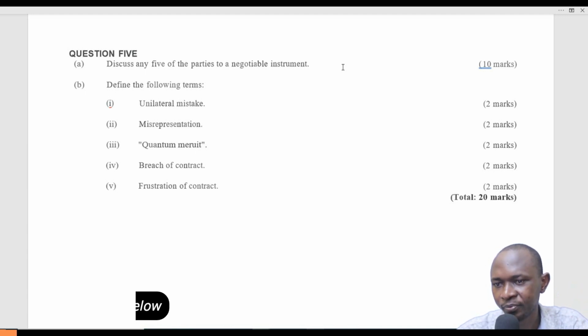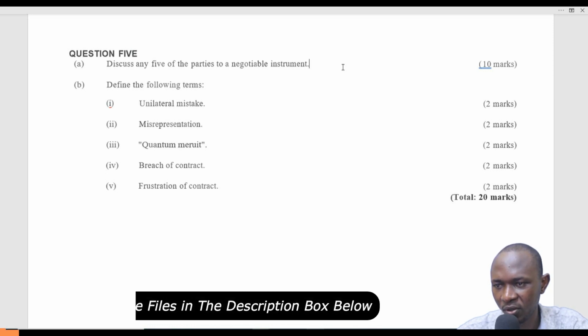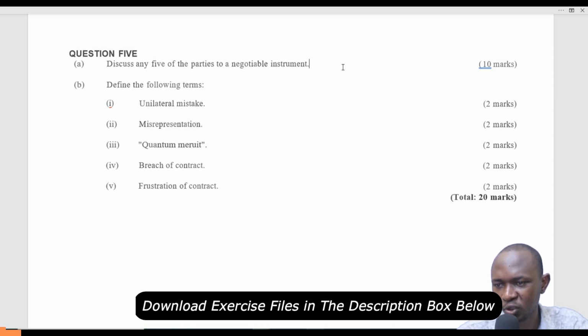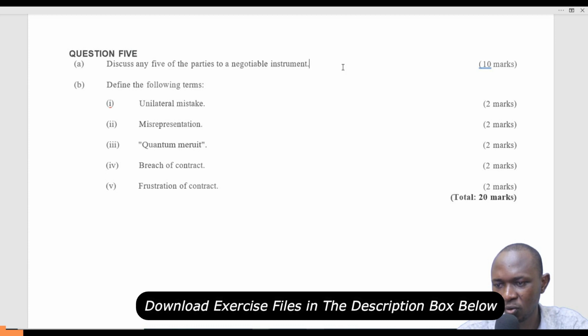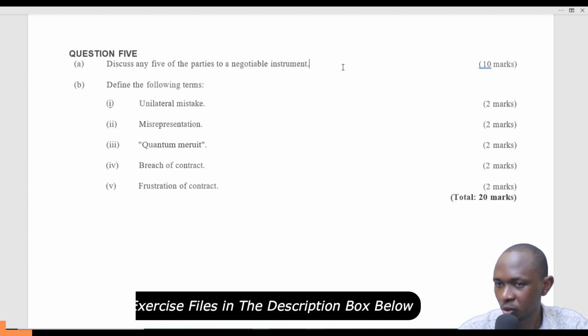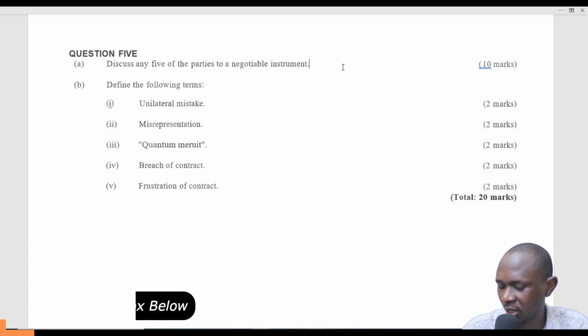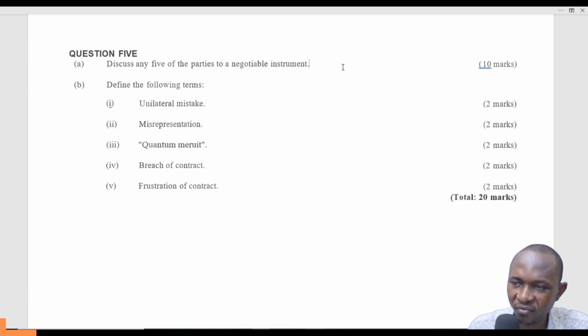who they are. And then define the following terms: unilateral mistake, misrepresentation, quantum meruit, breach of contract, and frustration of contract. All of these have been gotten from the law of contract. So let's try to tackle them. Discuss any 5 of the parties to a negotiable instrument.